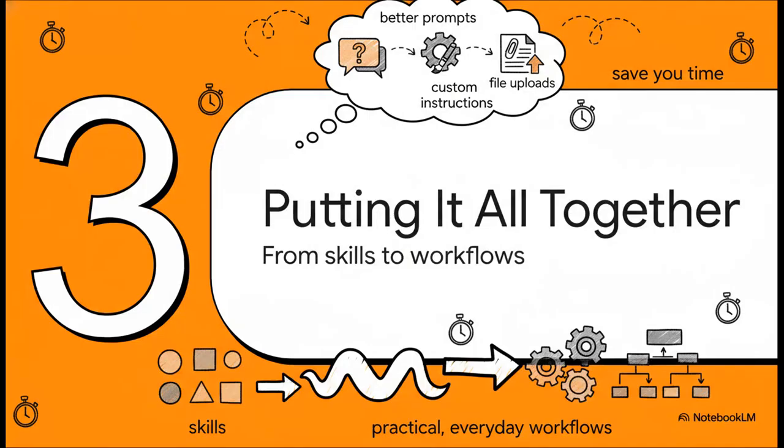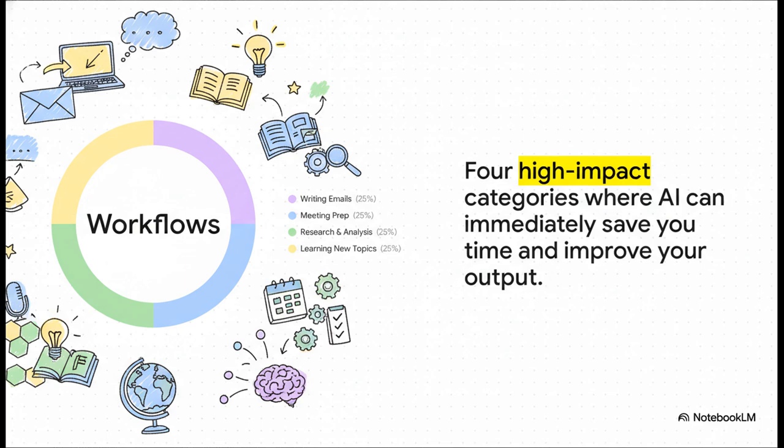Now let's start putting all these skills together. Because the real power, the real magic, comes from combining better prompts, custom instructions, and file uploads into practical workflows that actually save you time every single day. Here are 4 areas where you can get an immediate return on your time. We're talking about drafting emails, getting ready for meetings, doing research, and even just learning new subjects. These are all things we do constantly, and AI can make them way more efficient.